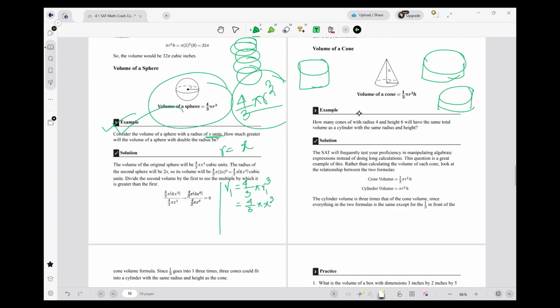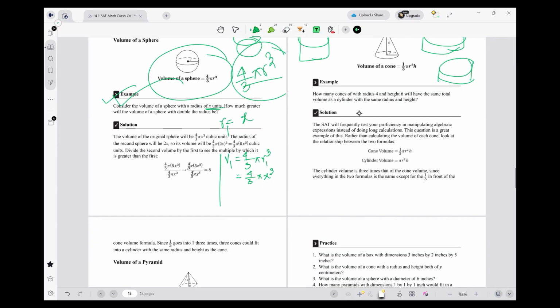R1 is x. And then V2, how much greater is the volume when the radius is doubled, is 4/3 pi R2 cubed. What is the value of R2?